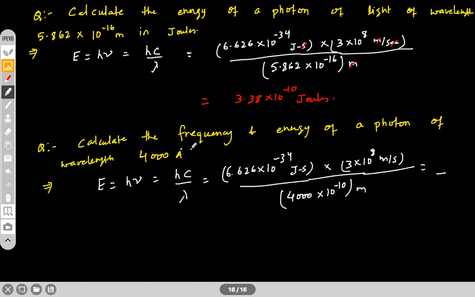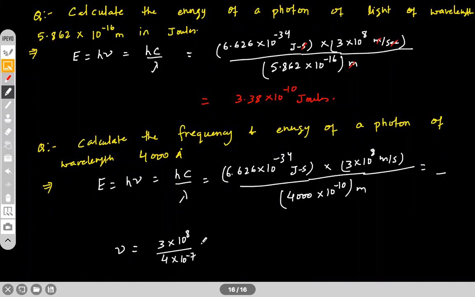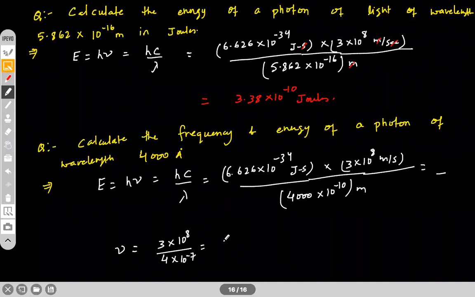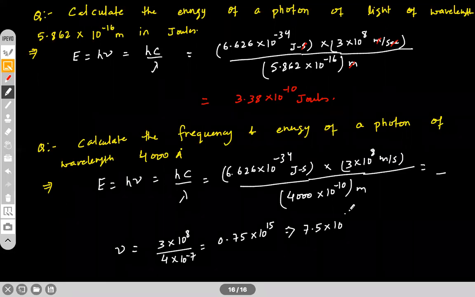Okay, frequency is what? Nu is equal to c by lambda. This ratio gives you frequency. Nu is equal to 3 into 10 to the power 8 divided by 4 into 10 to the power minus 7. So it is 0.75 into 10 to the power 15. So which is 7.5 into 10 to the power 14. Sorry, 10 to the power 16. And the unit of this is meter per second, and this that is second inverse.